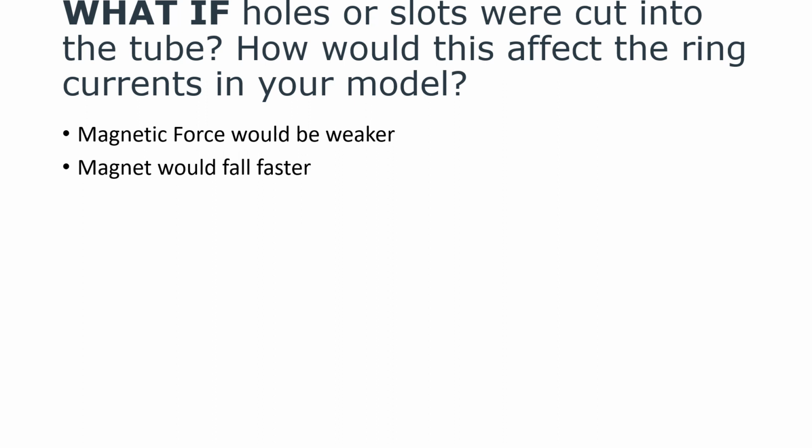So what if holes or slots were cut into the tube? How would this affect the ring currents in your model? Well, the magnetic force would be weaker, and because, like before, the only forces acting upon the object would be magnetic force and gravitational force, if the magnetic force is weaker, then the magnet would of course fall faster.